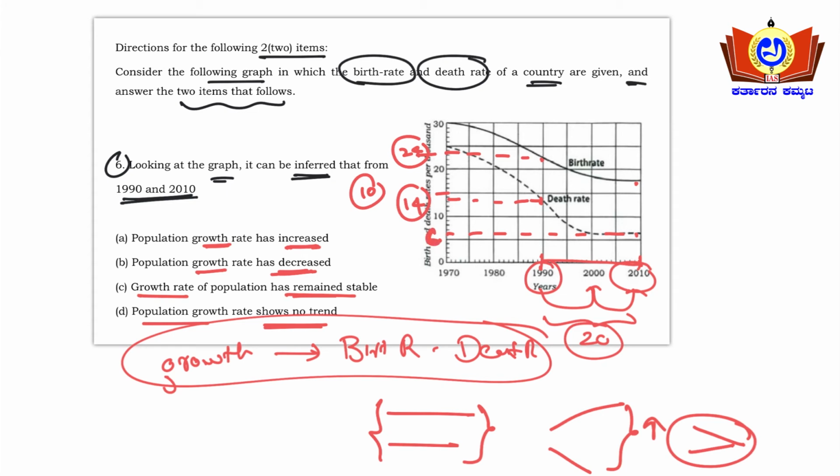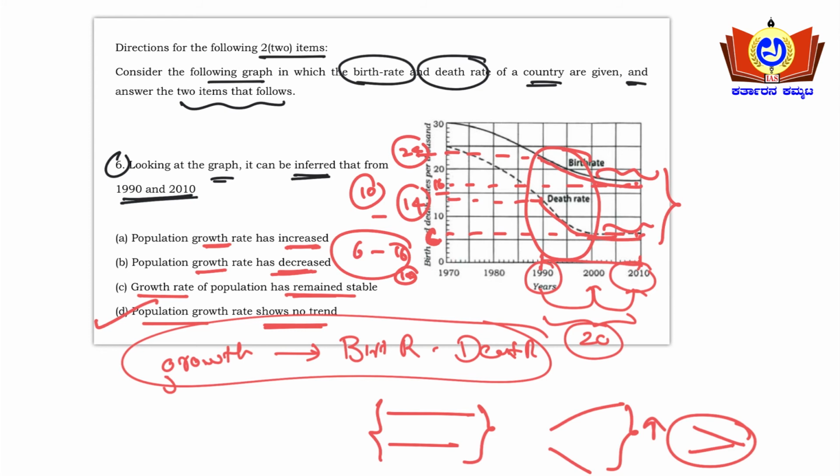And this will be somewhere around 10, 15 and 16 here. So this will be 16 here. So again, 6 minus 16, that will also be 10 here. See here, there is a decrease, and then it has been stabilized here. This region has been showing a decrease here, and the other region has been showing stabilization here. So population growth rate shows no trend will be the more probable option here.